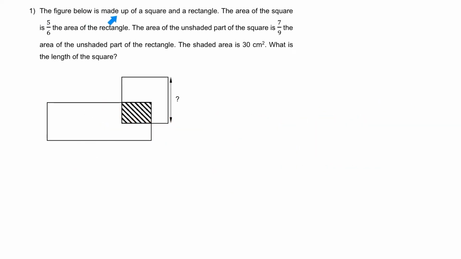The figure below is made up of a square and a rectangle. The area of the square is 5/6 the area of the rectangle. The area of the unshaded part of the square is 7 out of 9 the area of the unshaded part of the rectangle. And the shaded area is 30 cm square. What is the length of the square?